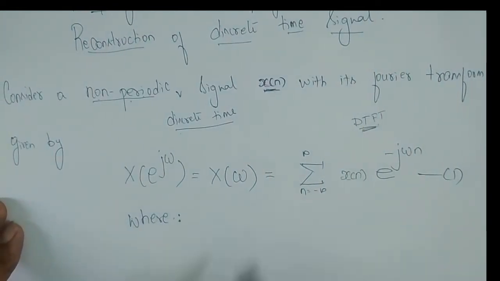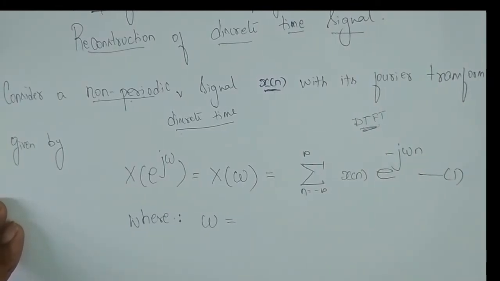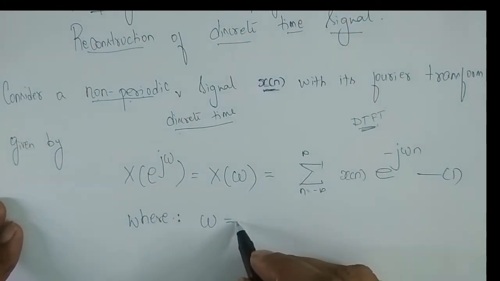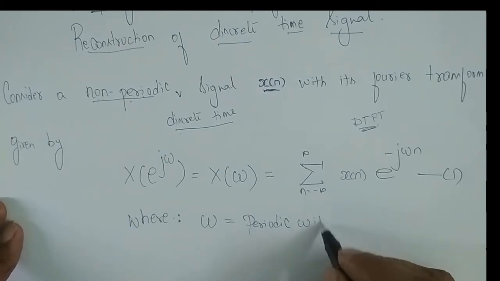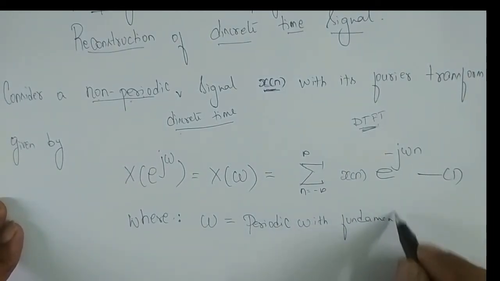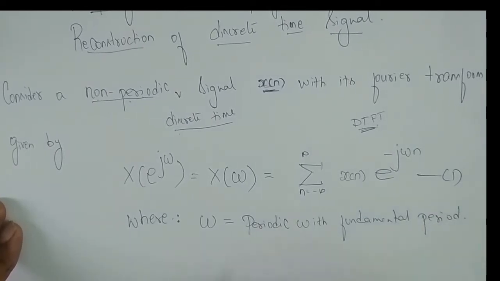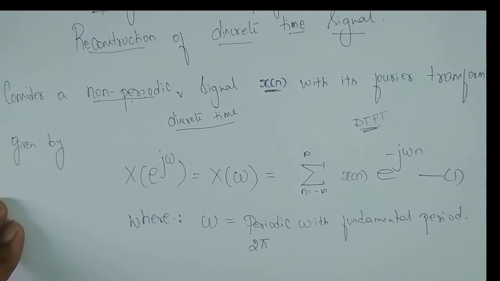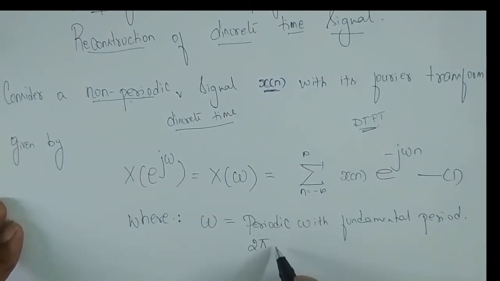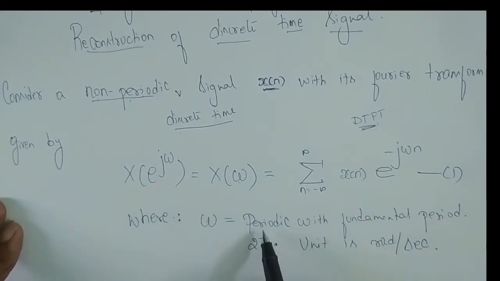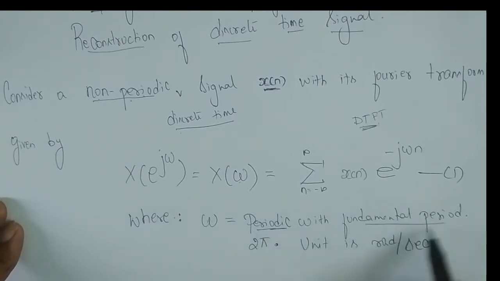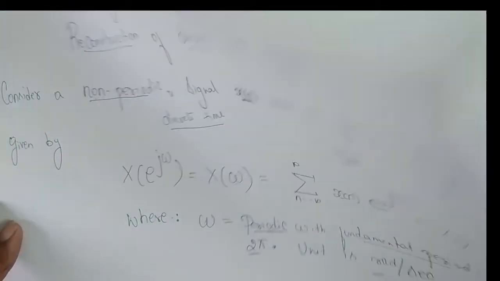So we need to see what this omega is, right? This omega is an independent variable, and it is periodic with fundamental period 2 pi. So for every 2 pi, this independent variable omega is repeating, and its unit is radians per second. So omega is an independent variable, periodic with fundamental period 2 pi, and its unit is radians per second.